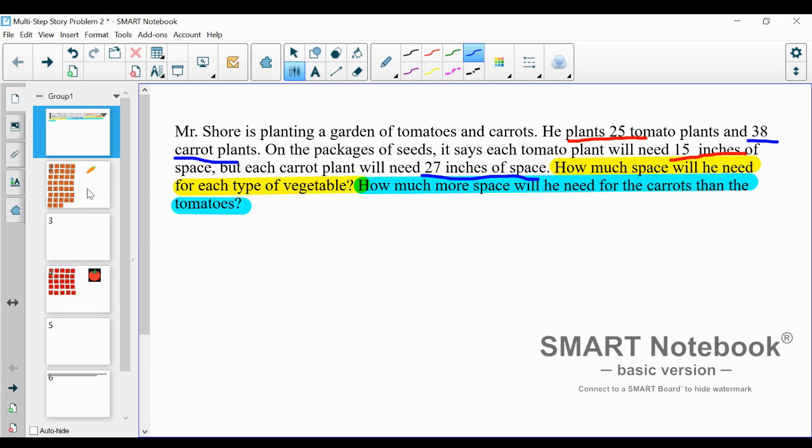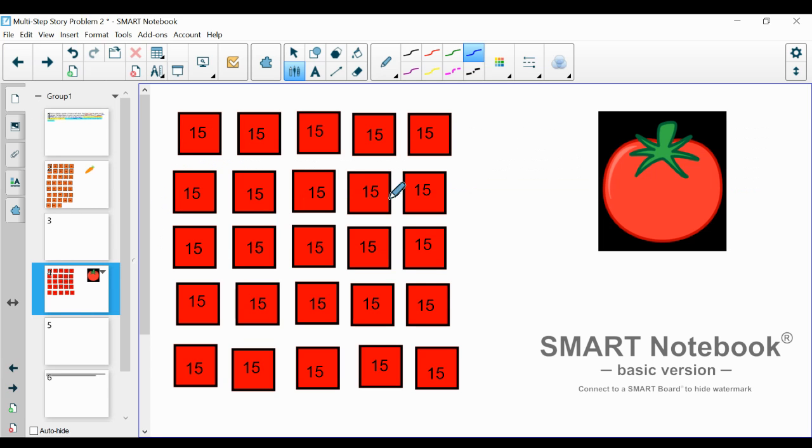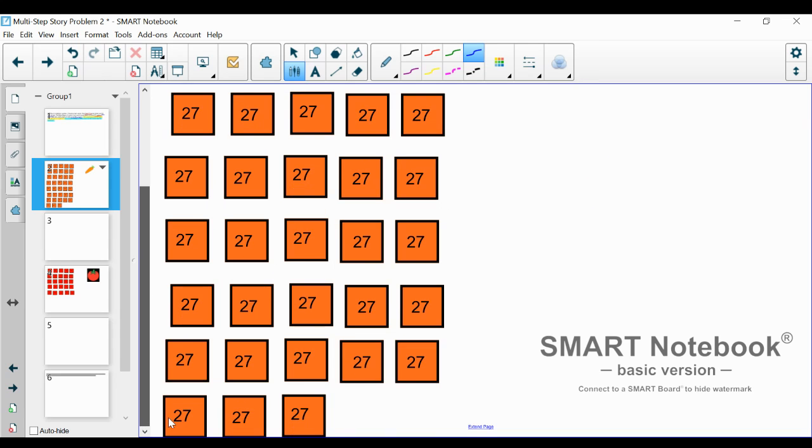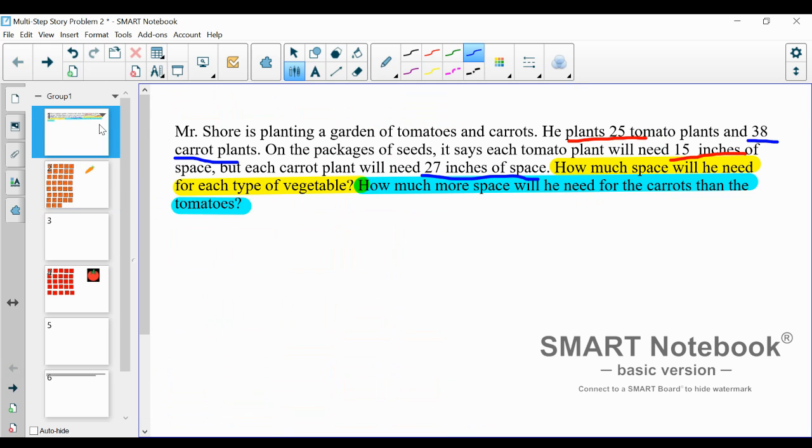So I drew it out for you just in case. I know a lot of you, me included, find it very nice to have a visual. So for his 25 tomato plants that need 15 inches of space, we have 5, 10, 15, 20, 25 tomato plants, and each plant needs 15 inches of space. So each of these, think about it as like a little seed is right inside here, and this is all the inches of space that it needs, okay? And then for carrots, same thing. We have 5, 10, 15, 20, 25, 30, 35, 38 plants, and 27 inches of space for each one.